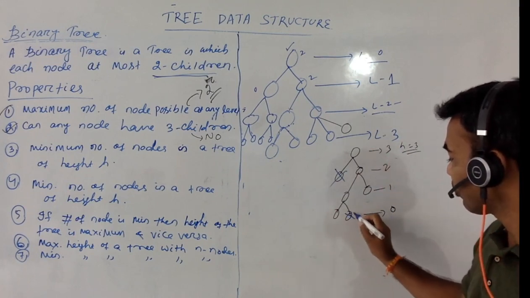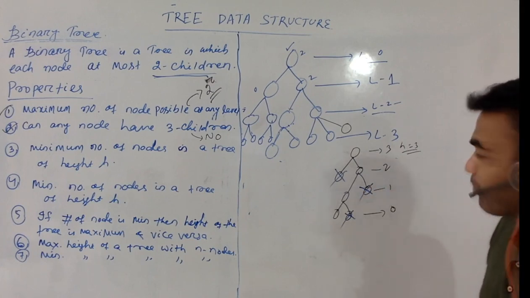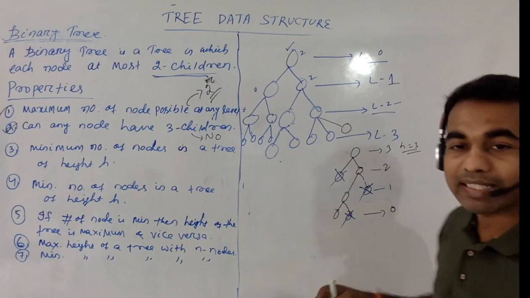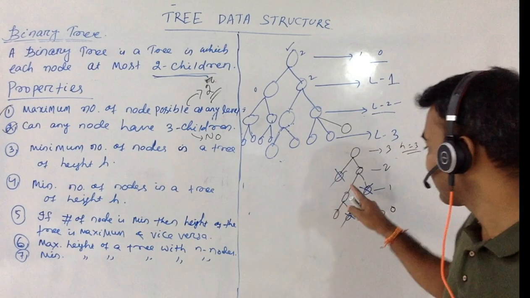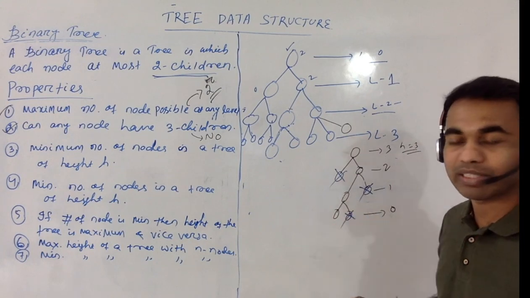Can I remove this also? The height is going to be 3. Can I remove this? Yes, I can remove. So is this a binary tree now? Can I remove something else and still have a binary tree? Can I remove this? If I remove this, then it is no longer a tree, because this is going to be disconnected.